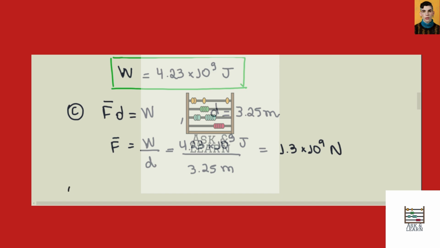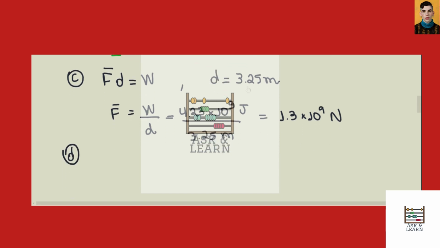Then in question D, I'm going to calculate the thermal energy that was produced. I'm going to call it Q. Assuming that all the kinetic energy of the meteor is converted to thermal energy, then Q is equal to the work that the sand did over the meteor, and that is equal to 4.23 times 10 to the 9 joules. And this concludes our exercise.